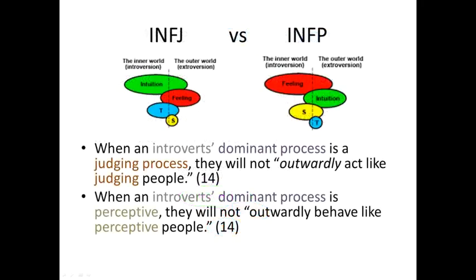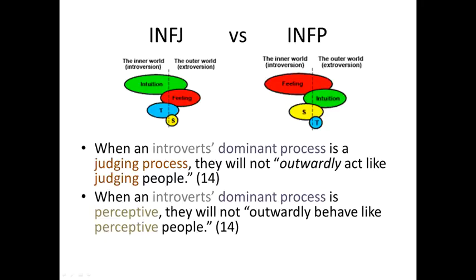So now let's look at INFJ versus INFP. This is the difference when you're looking at typing and how that correlates to these stacks that are really important. And the dominant and auxiliary processes, it's different when it's introverted versus extroverted. So when an introvert's dominant process is a judging process, they will not outwardly act like a judging person. When an introvert's dominant process is perceptive, they will not outwardly behave like perceptive people.